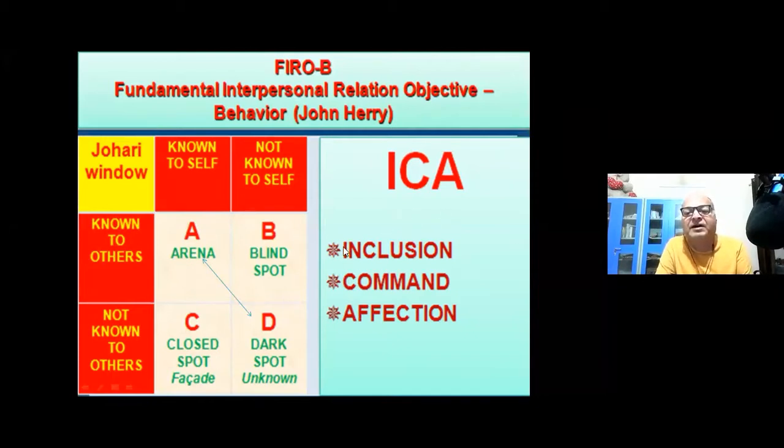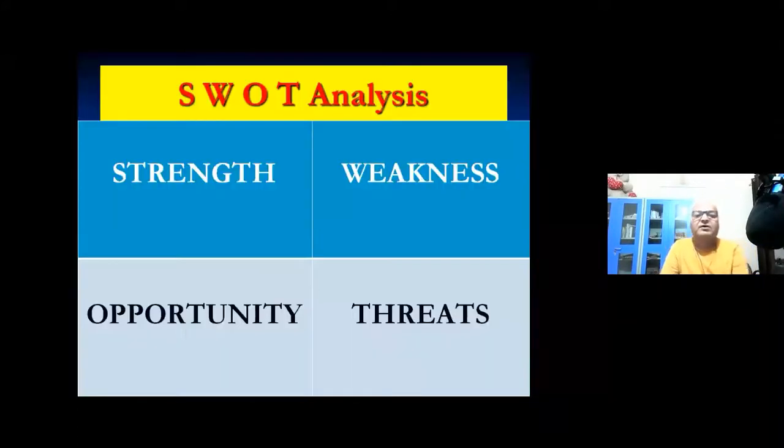How will you do that? That is through inclusion, comments, and affection analysis, as in qualitative data analysis when we work with psychology data. We have to include your subject, whatever comments are provided by different speakers, and you will develop an affection with the subject and the basic concepts. Therefore, this is also a very important slide of psychological statistics, where we know the strength, weakness, opportunity, and threat.